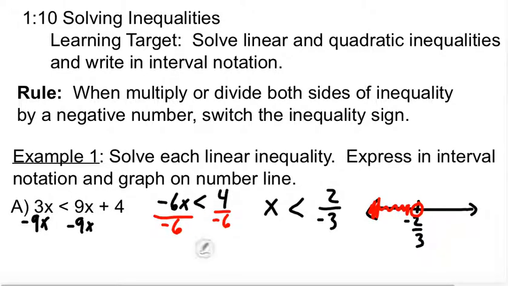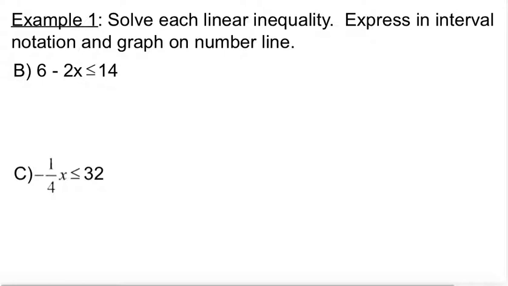Now I have to put it in interval notation. So interval notation here goes on forever to the left. That's negative infinity. And then I've got a negative 2/3. It's an open dot, so I'm going to use a parenthesis there. With negative infinity, we always use a parenthesis. If it's an open dot, we use a parenthesis. So I've done both of those things. I had to graph it on a number line and write it in interval notation.